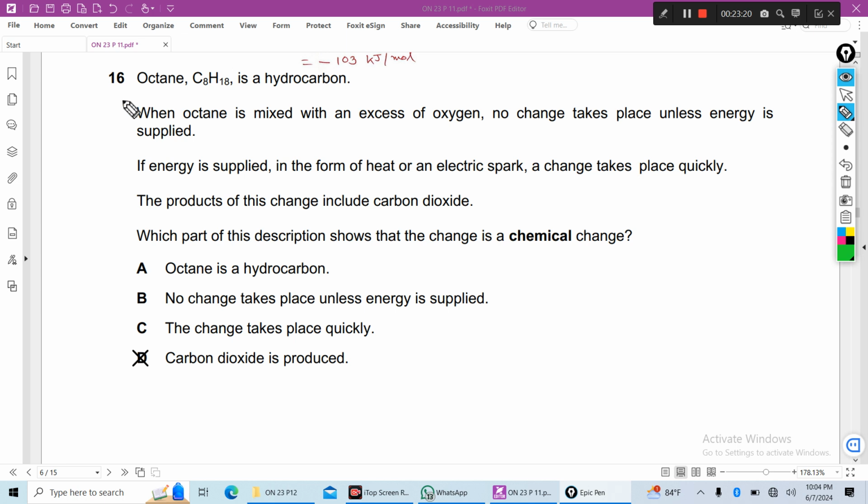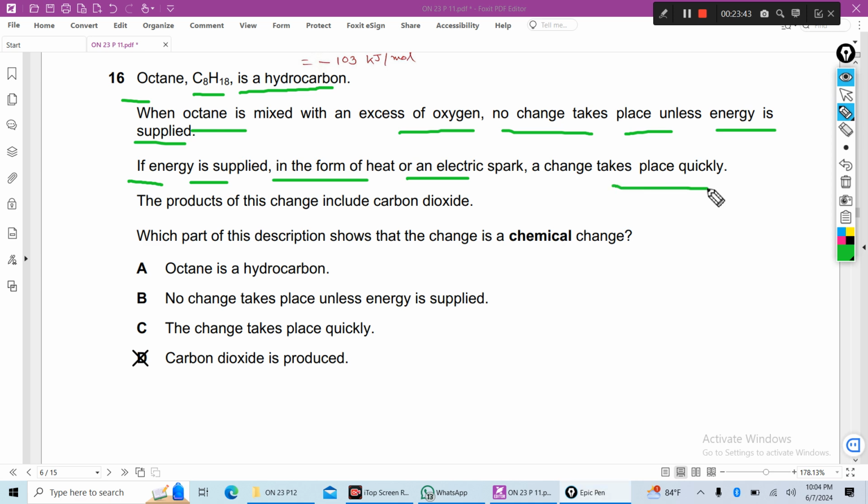16, octane C8H18 is a hydrocarbon. When octane is mixed with excess oxygen, no change takes place unless energy is supplied. If energy is supplied in the form of heat or an electric spark, a change takes place quickly. That means reaction occur by taking heat. The products of these changes include carbon dioxide. That means octane burn in oxygen to produce carbon dioxide and water.